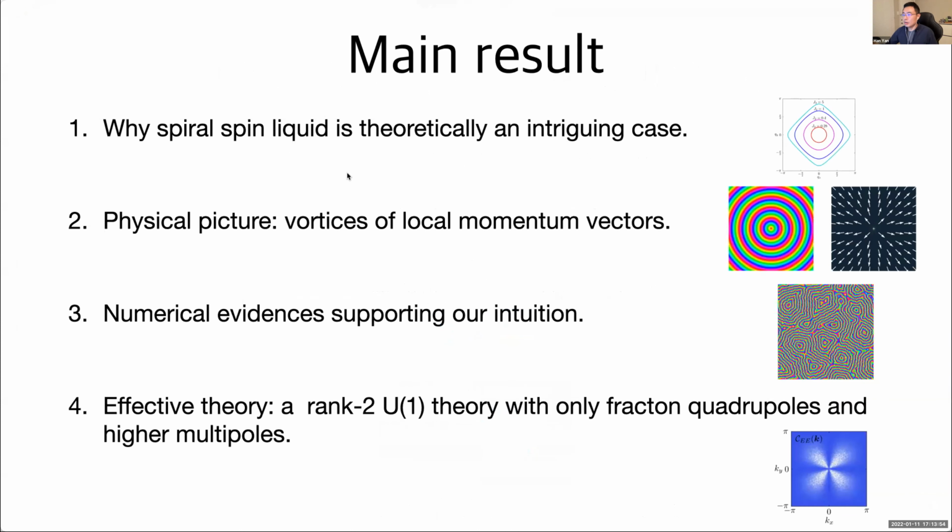Okay, so the talk has four parts. First, I'll explain why spiral spin liquid is theoretically a very intriguing case. And then I will illustrate the main message, or the physical picture. That is, we find a new type of topological defects that play a key role in shaping the low energy physics of spiral spin liquid. And then I'll show some numerical evidence proving this physical picture to be right. And finally, I'll briefly discuss the effective theory of such systems.